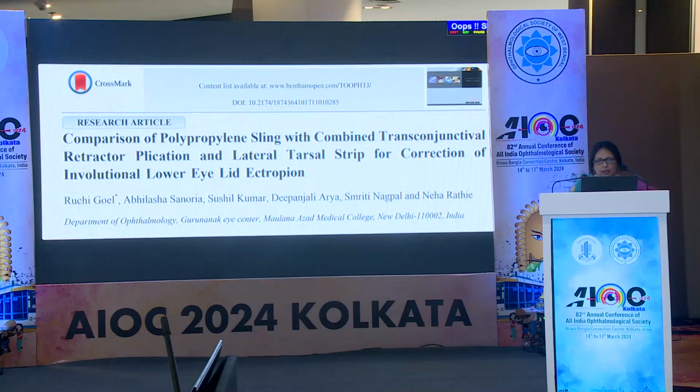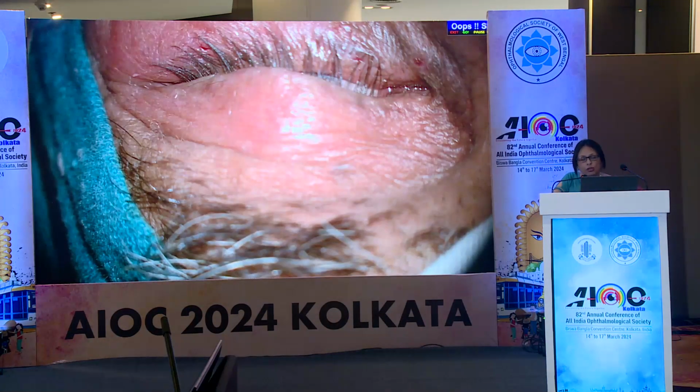Now we studied this polypropylene sling, that is the 5-0 Prolene, with combined transconjunctival retractor plication and tarsal strip procedure, and we found equally good results with both the procedures. The only thing was there were some cases where the Prolene got exposed, and for that we had to intervene later.